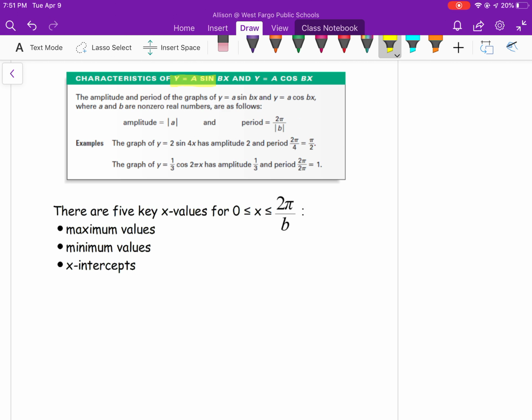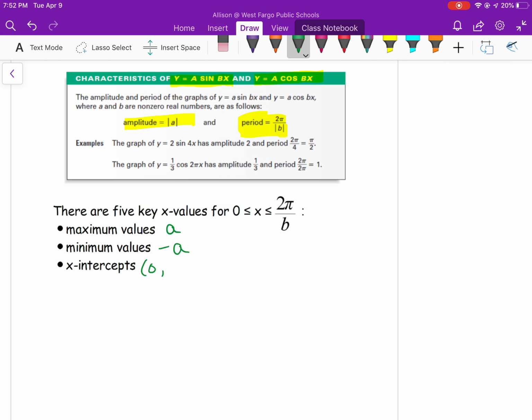So this is this equation up here, y equals a sine of bx, or y equals a cosine of bx. So a represents the amplitude or the vertical height, and then we're going to find the period. Remember, that was the horizontal length of the cycle, and we're going to find that by taking 2 pi over b. So the maximum values, we're going to say that that's our amplitude, and our minimum value will be our negative amplitude. Our x-intercepts, in each cycle there's going to be a couple x-intercepts, and we're going to find those by breaking our period into fourths.